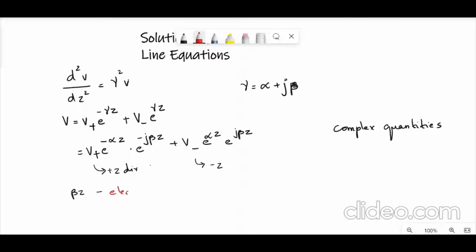electrical length of the line, and is measured in radians.